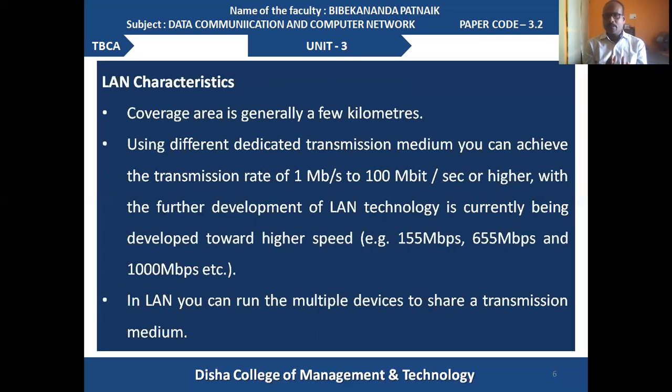So the maximum, the standardized transmission rate, is basically called 100 megabits per second. With the further development of LAN technology, it is currently being developed towards higher speeds, that is something like 155 Mbps, 655 Mbps, and as well as 1000 Mbps normally. So in a LAN we can run multiple devices to share a transmission medium.